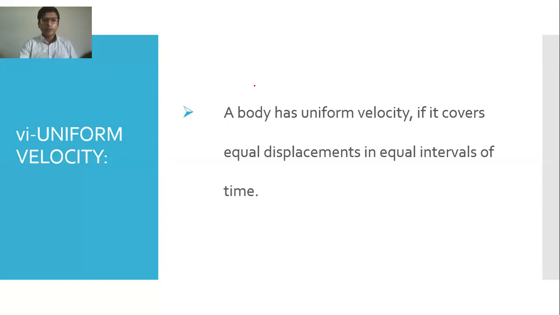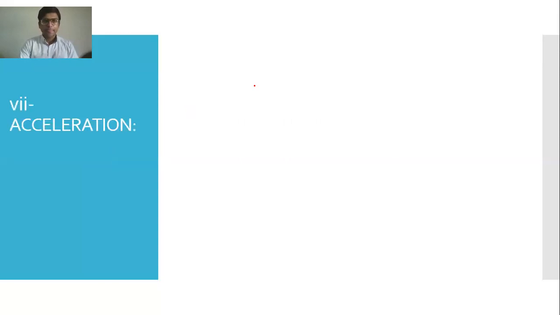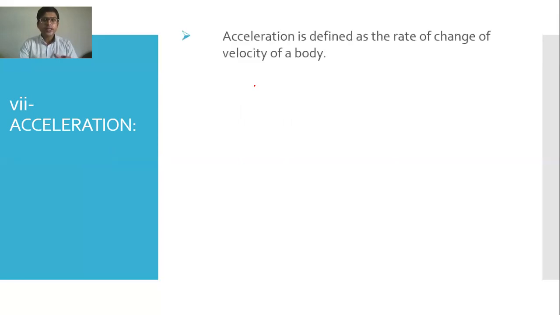Okay, now acceleration. This is a little technical term. What is acceleration? At times students get confused with acceleration and speed. So the definition of acceleration is defined as the rate of change of velocity of a body. So what does this mean? This means that how much a body is changing its speed with respect to time is known as acceleration. That is why it is known as the rate of change of velocity.